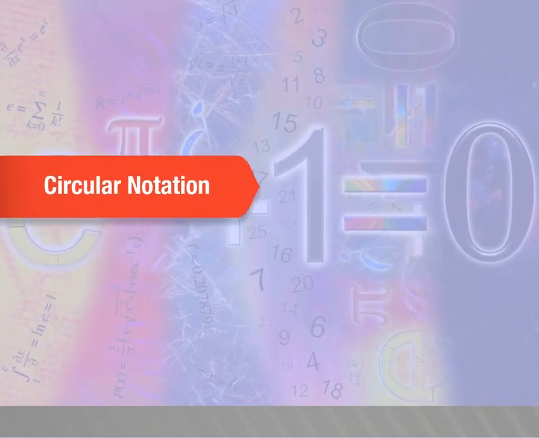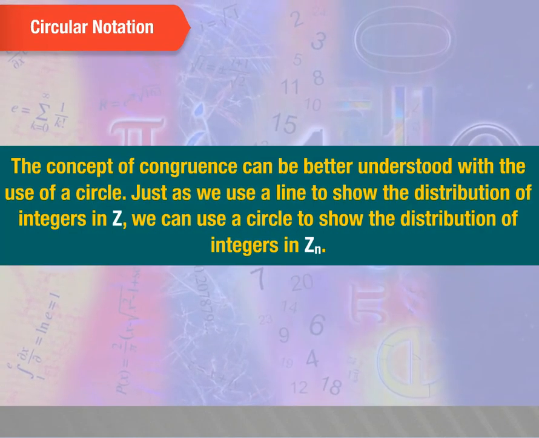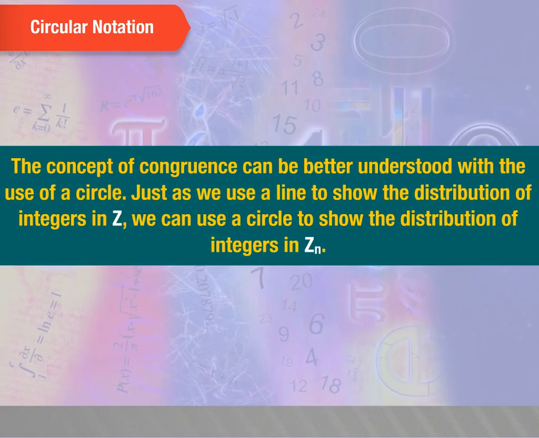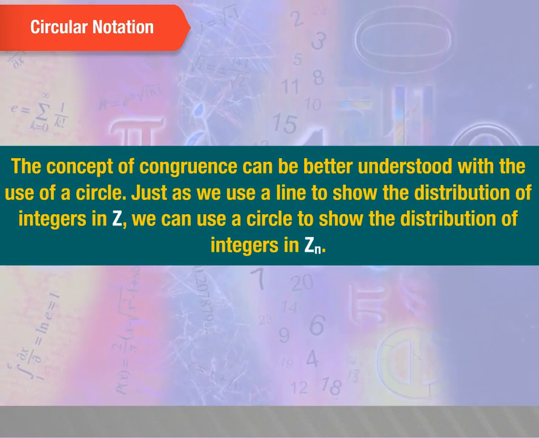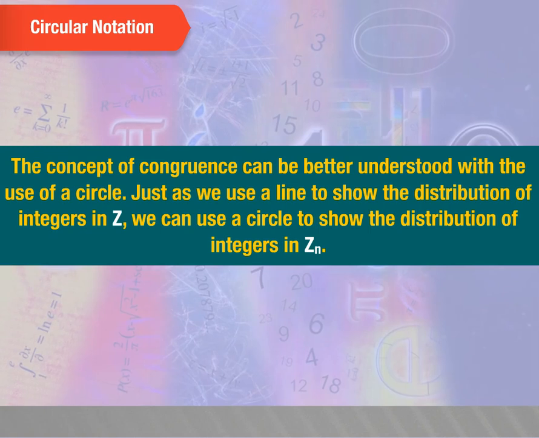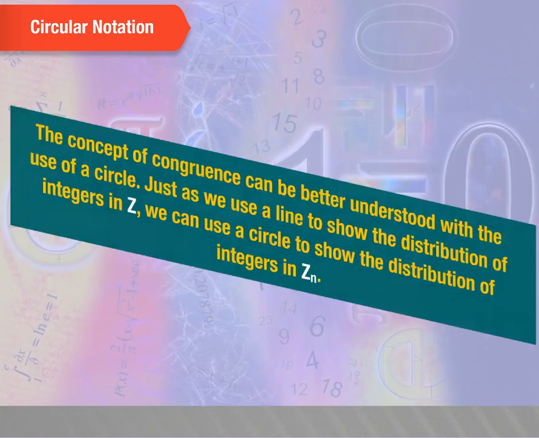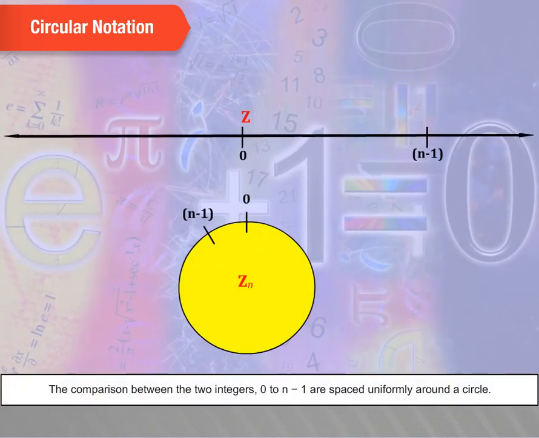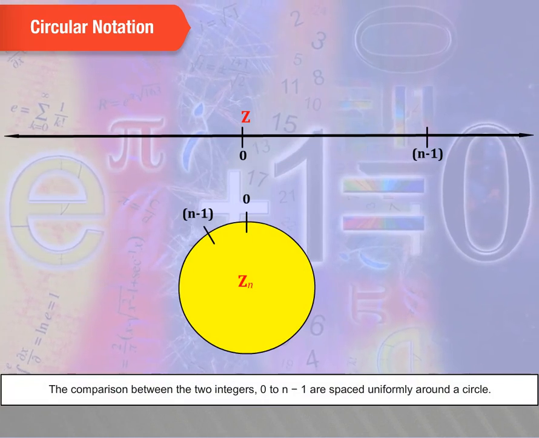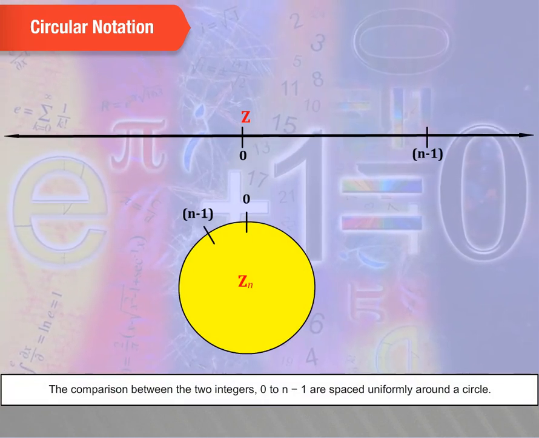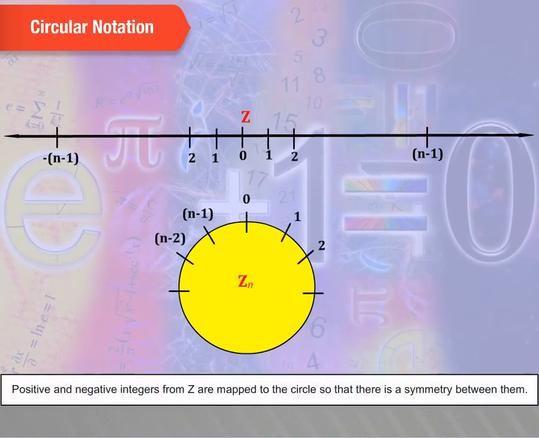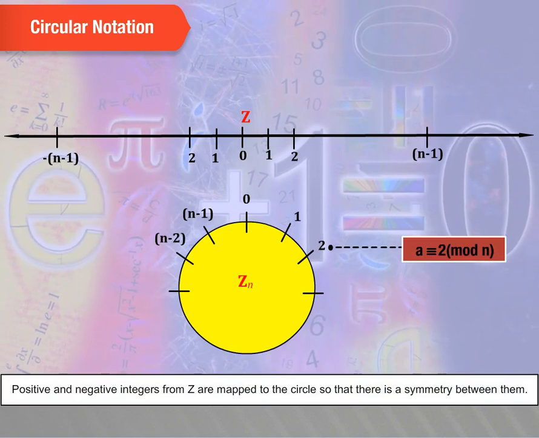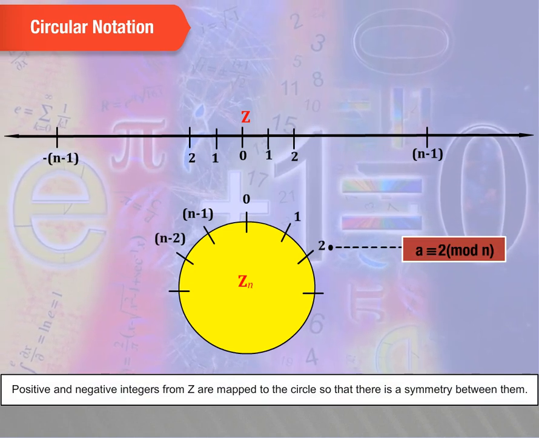Circular notation. The concept of congruence can be better understood with the use of a circle. Just as we use a line to show the distribution of integers in Z, we can use a circle to show the distribution of integers in Zn. The integers 0 to n-1 are spaced uniformly around a circle. Positive and negative integers from Z are mapped to the circle so that there is a symmetry between them.